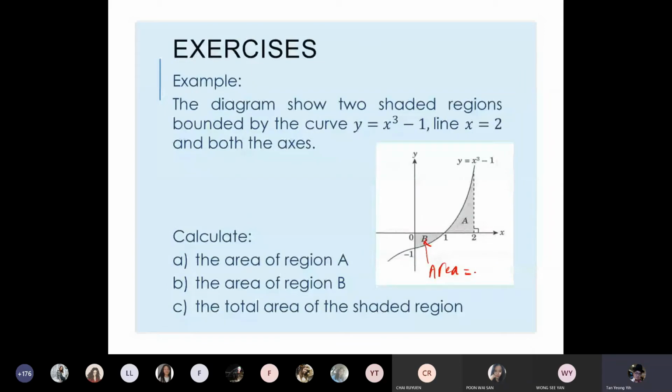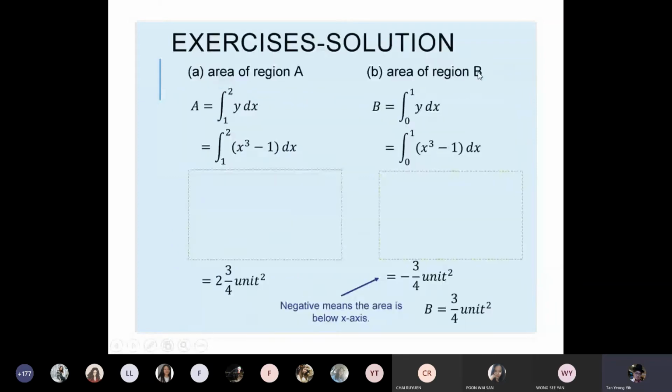What is the reason? The area is under the x-axis. Okay, thank you very much. Right, so yes, the area is under the x-axis. Therefore, all right, the area is negative. All right, so now when we look for the area of region B, we integrate first, and we get a negative number. All right, then we say the area of B is 3/4.